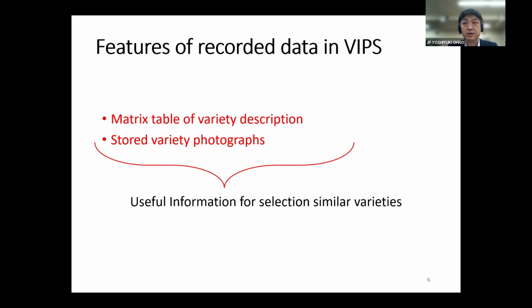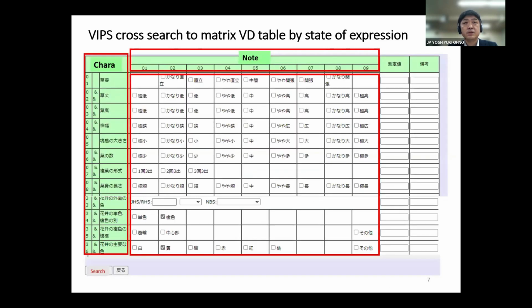Now, the features of recorded data in VIPS. VIPS has a matrix table of variety descriptions and stored variety photographs. These elements are useful for the selection of similar varieties. Here we have a screenshot of the VIPS cross-search system from the matrix variety description table by state of expression. The rows arrange the characteristics and the columns arrange the states of expression. So we can select a particular state of expression of a characteristic to narrow down the number of varieties.